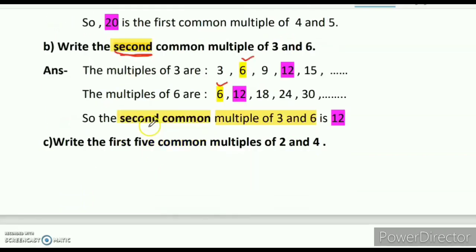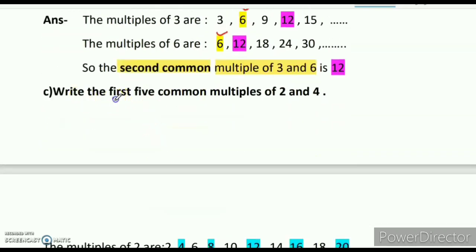Okay, so let's see part C. Write the first 5 common multiples. First 5 we will write of 2 and 4.